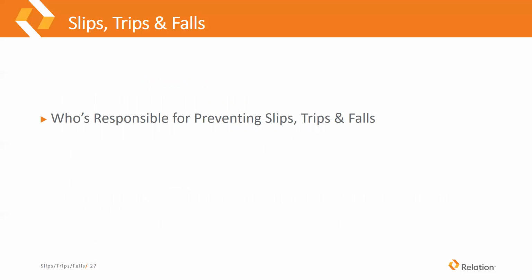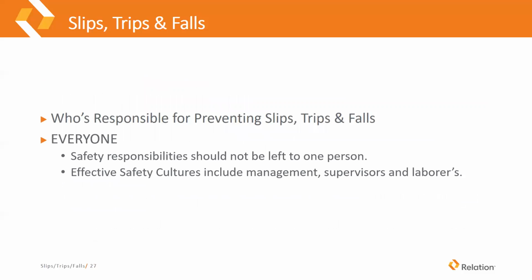All right, so we asked this before, but who's responsible for preventing slips, trips, and falls? It's everyone. So safety responsibilities should not be left to one person. And effective safety cultures include management, supervisors, laborers, the entire company, your office workers. So it should include everybody. If you have safety meetings, you should include your office personnel as well as your cleaning personnel. So it's everybody's responsibility, but nobody wants to go around and be the single safety police and have to remind the same people every day about what they're doing wrong.